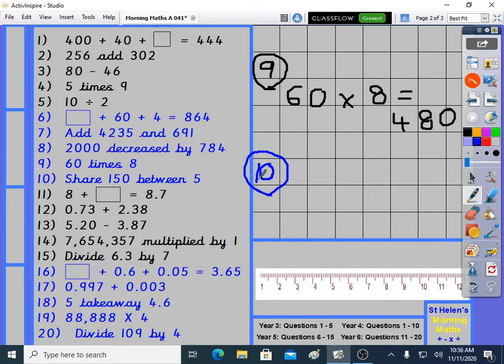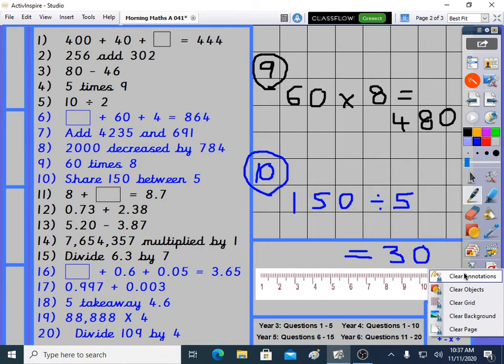Question 10. We can do this with division facts in disguise. 150. Share 150 between 5. It's very much like 15 divided by 5. 5, 10, 15. 15 divided by 5 is 3. 150 divided by 5 is 30. You have to be careful with division facts in disguise. If this had been an extra 0 there, things work very, very differently. But for this question, it's fine. 150 divided by 5 is 30. Let's move on to year 5 level work.